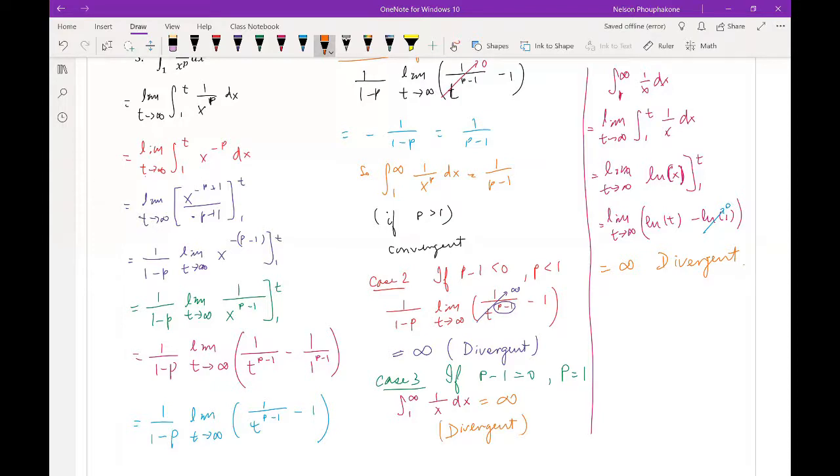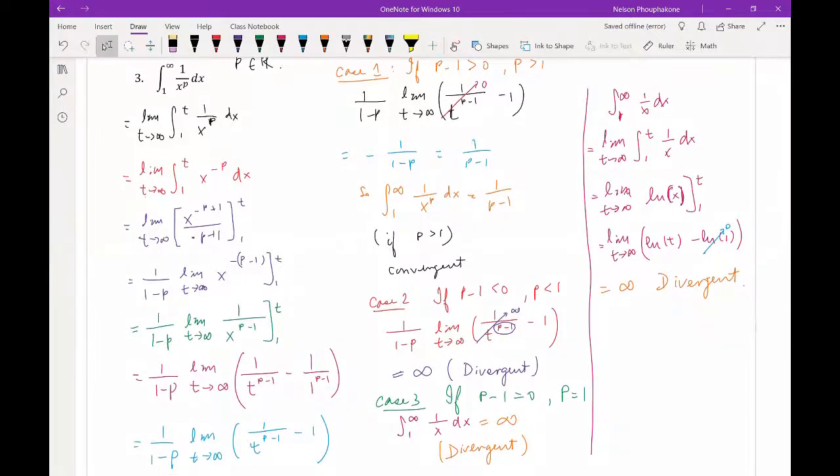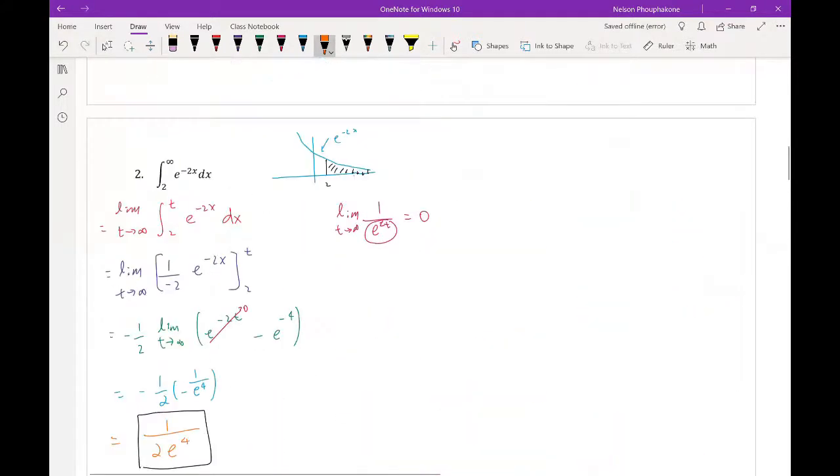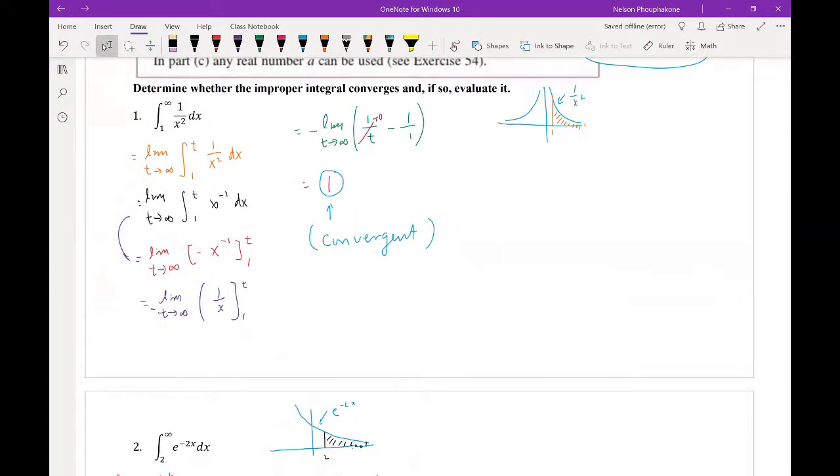Okay, so basically, when we integrate from 1 to infinity of 1 over x to the power p dx, we have 3 cases. The first case is if p is greater than 1, then my answer will be 1 over p minus 1, and it is convergent. Let's see if this is the case. Do you remember our first example? In this case, p is equal to 2. Remember the answer is 1 over p minus 1, which is 1 over 2 minus 1, which is 1. This is exactly what we have here.